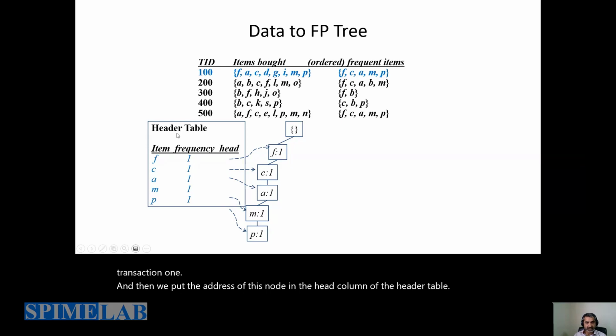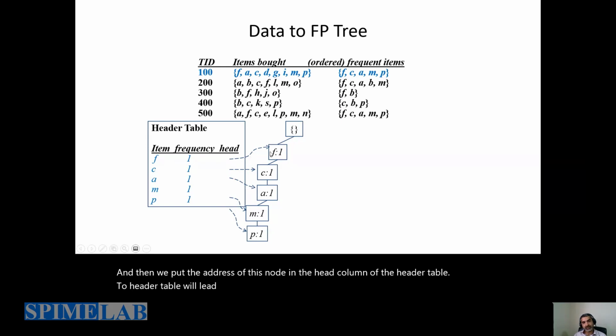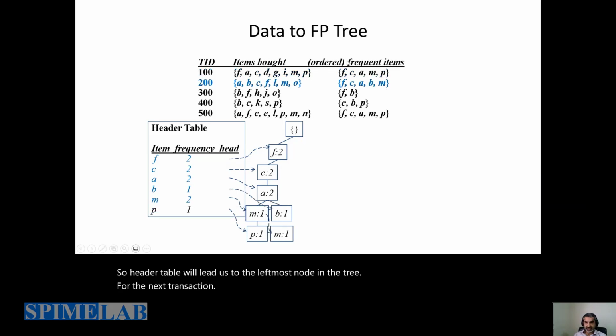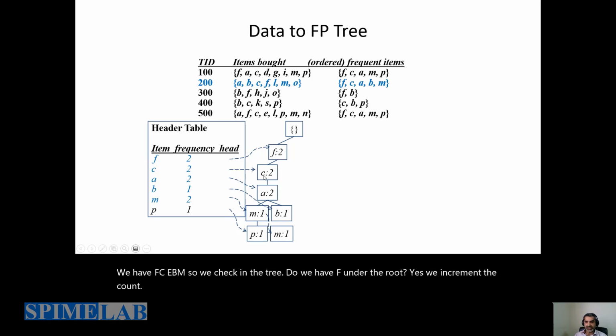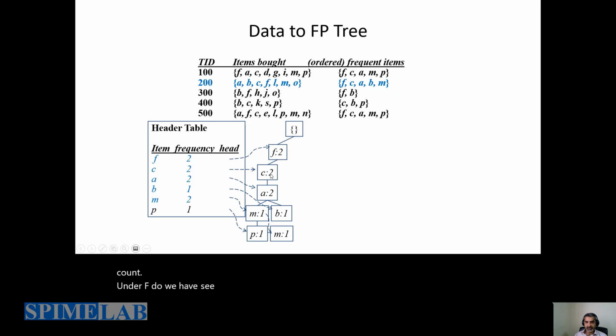So the header table will lead us to the leftmost node in the tree. For the next transaction, we have FCABM. So we check in the tree, do we have F under the root? Yes, we increment the count. Under F, do we have C? We increment the count. Under the C, do we have A? Yes, we increment the count. Under A, do we have B?